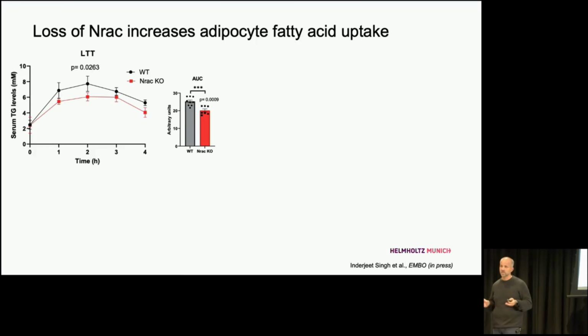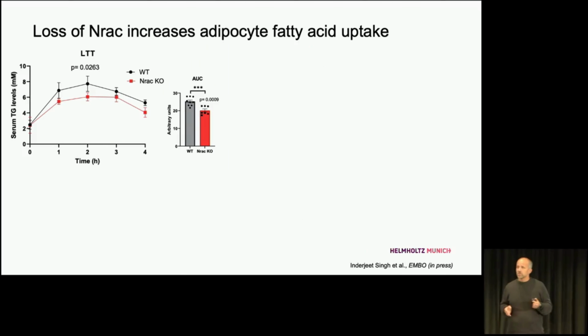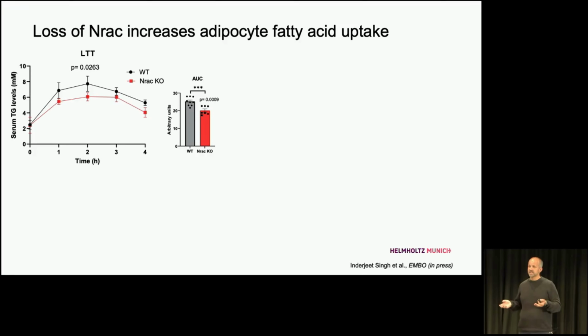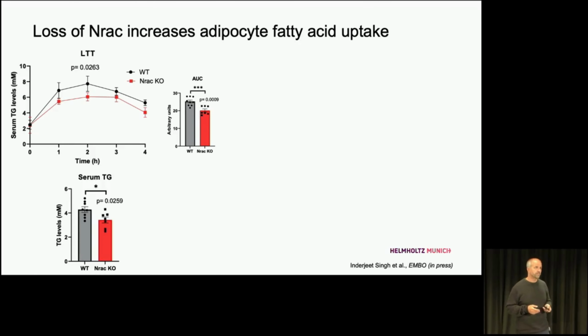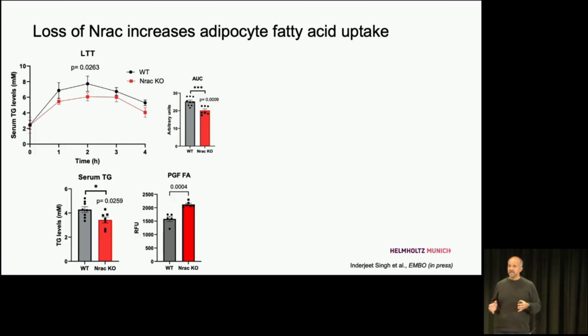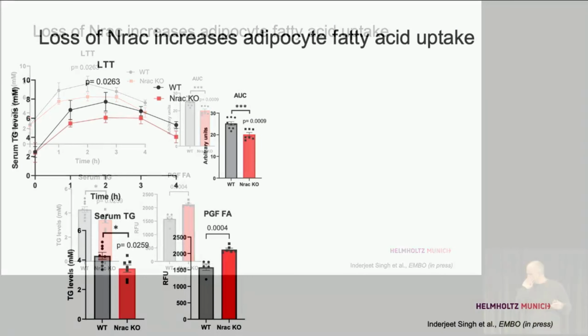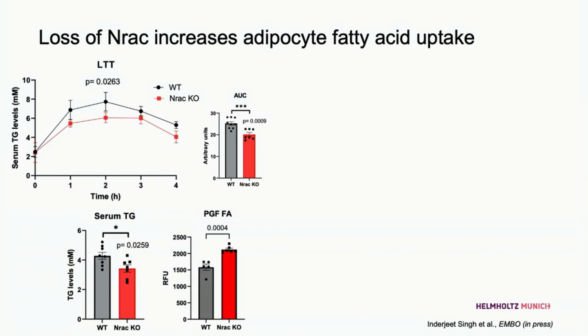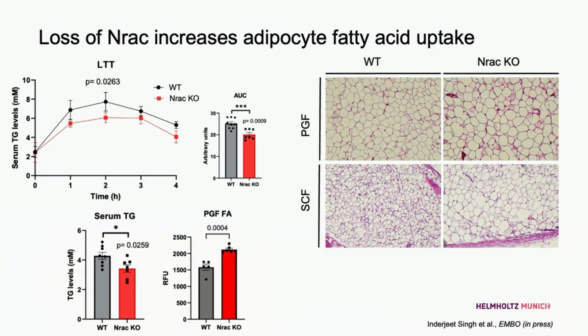So we then looked at the knockout phenotype, and what we could see is, in wild type is black or gray, and the knockouts are shown in red, that when we do a lipid tolerance test, so gavage mice a lipid bolus and look how long it takes until it's cleared out of the blood, we could see that knockouts had a faster clearance of lipids from the blood. The triglycerides were lower in the serum. And when we measured actually fatty acid uptake into adipocytes, we could see that these cells take up more fatty acids. And this resulted in the end into an enlarged size.